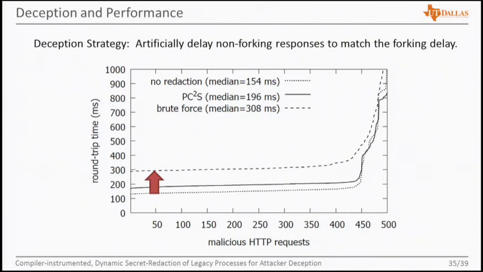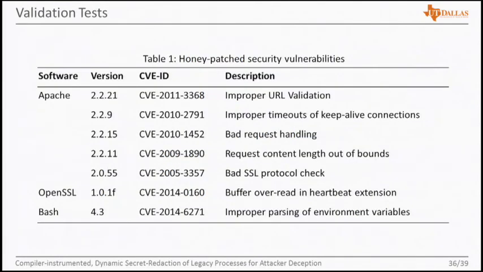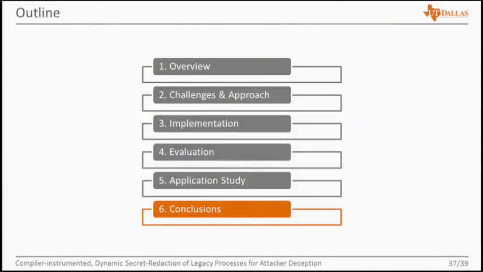So the problem here is that if the gap is too wide, then nobody would want to apply honeypatching practice because this would delay the response time of legitimate users. However, with our approach, this delay is much smaller, which makes honeypatching all of a sudden much more applicable. And we tested our dynamic secret redactor on real honeypatched vulnerabilities, including the Heartbleed and Shellshock vulnerabilities.